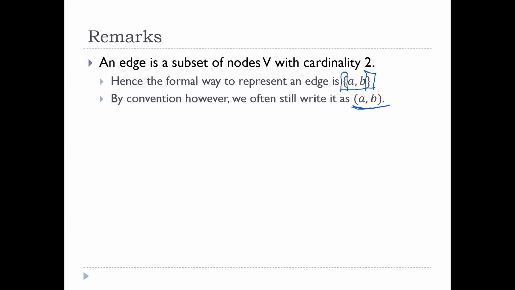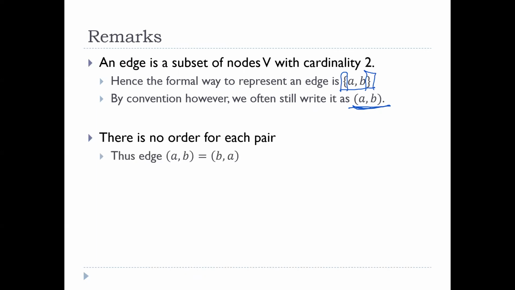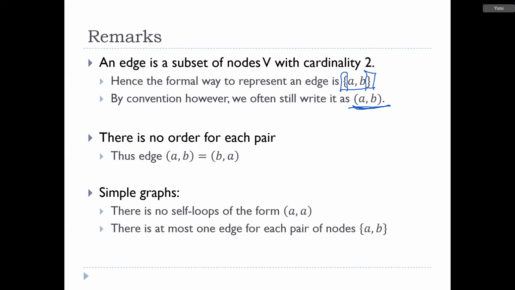Whenever you see this in the edge for a directed graph, it means an edge going from A to B, there's a direction. But for an undirected graph, this really just means the 2 nodes A, B. What this means is that since there's no order, (A, B) equals (B, A), because really this is just a set of 2 nodes.